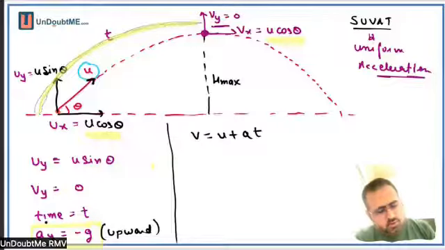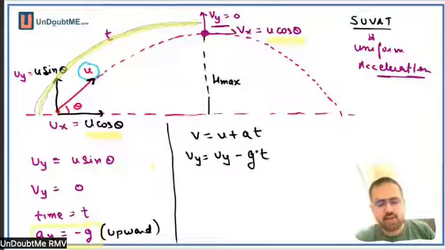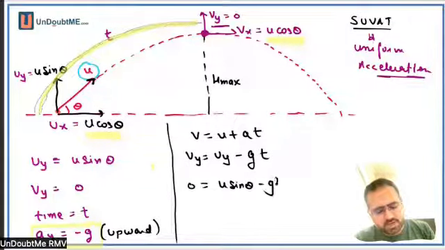Yes. So V is Vy, U is Uy, A is G, to be precise, negative G, and T. I have to find time. Okay. So Vy is 0. Uy is U sine theta minus GT. GT will be equal to U sine theta, and the value of T will be U sine theta by G.